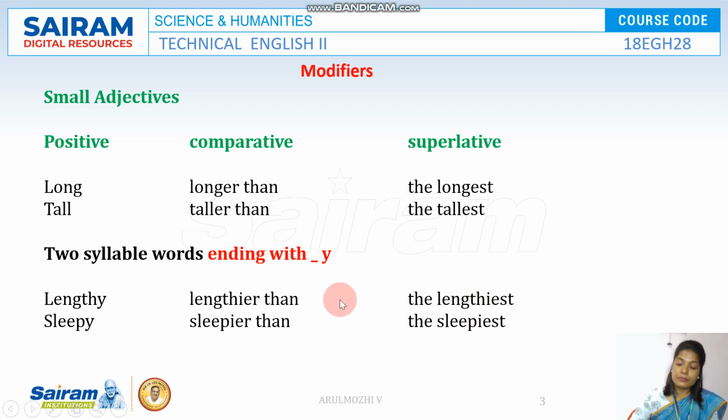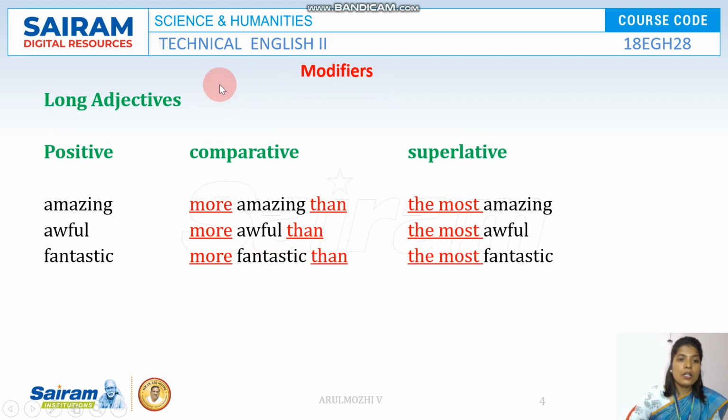Next one: long adjectives. How do long adjectives work? What are long adjectives first? Long adjectives have more than three syllables in a word. In comparative degree, we add more before the adjective, and in superlative degree, we use the most before the adjective. If you use most in superlative degree, you must have the before it.